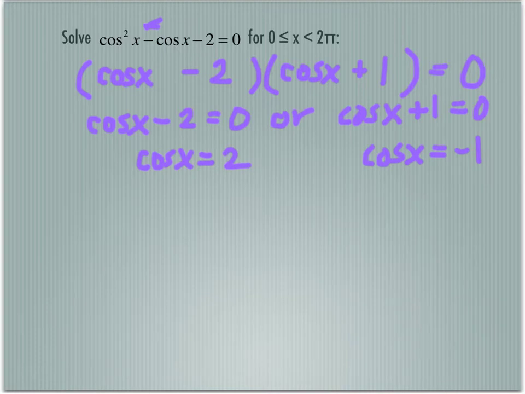Now, as we mentioned before, one of these might look a little fishy, and sure enough, it's this one right here. This can never happen. Cosine, especially just regular standard old cosine, only ranges from -1 to 1, so it can never equal 2. On the other hand, over here, I think we're okay with that one. Where on the circle chart does cosine equal -1? Well, it's over there at 180.